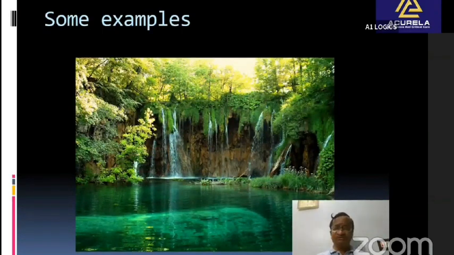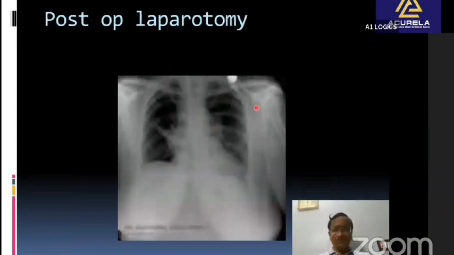Now we will go to some examples. So a post-op laparotomy case, we can see a small shadow here. The homogeneous shadow in the left upper zone. Here we can see this is possibly a minor fissure which is being pulled with fluid. Probably on the third day, all your IV fluid is getting back to the lungs after a laparotomy, which is associated with the small lungs.